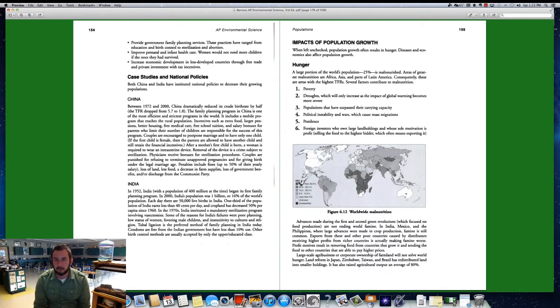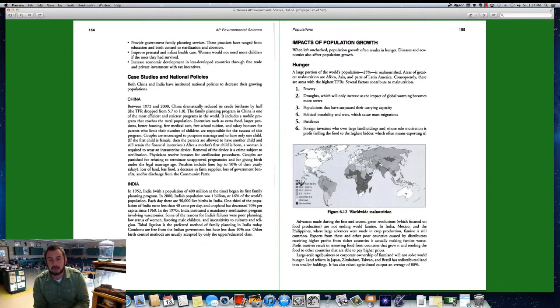Impacts of population growth. There are a couple different ones. Hunger. A large portion of the world's population, 25% actually, is malnourished. Areas of the greatest malnutrition are Africa, Asia, and parts of Latin America. And consequently, these are the areas of the highest TFR, total fertility rates. Several factors contribute to malnutrition. One of those is poverty. Another one is droughts, which would obviously mean less food.